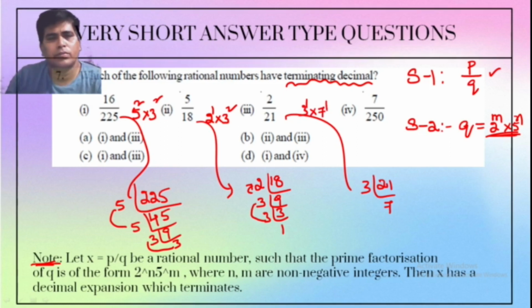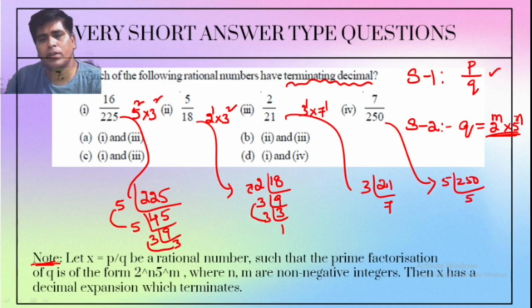Next comes this one, 250. So 250 can be written as, it goes by 5 table. 5 fives are 25, 5 zeros are, 5 tens are, next 5 twos are, so 2 ones are. So this can be written as 2 to the power of 1 into 5 to the power of 3.